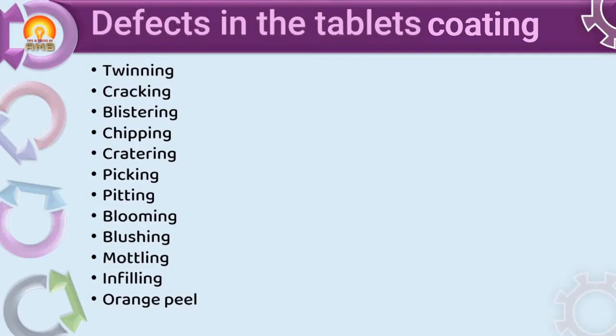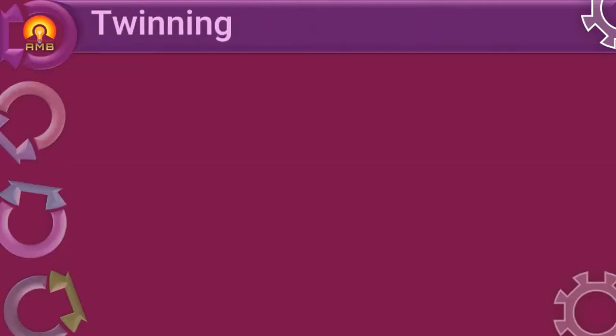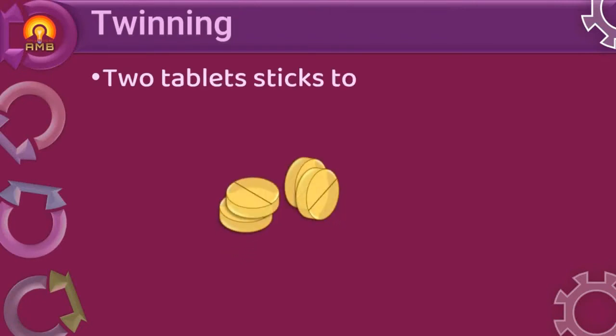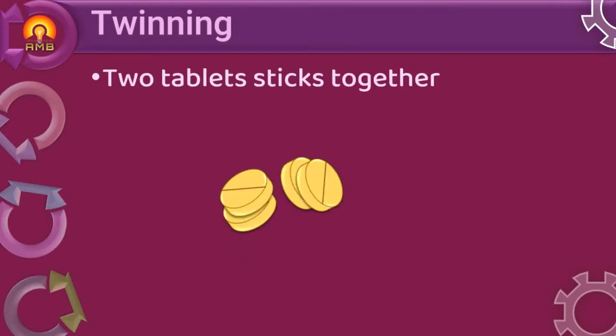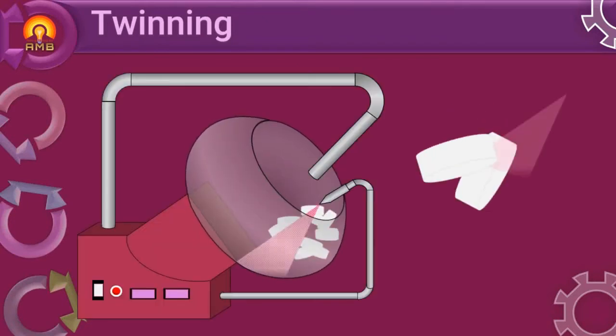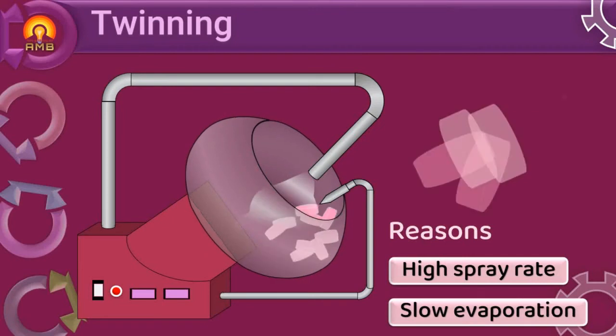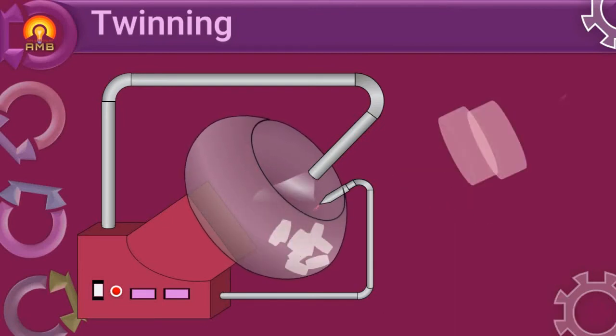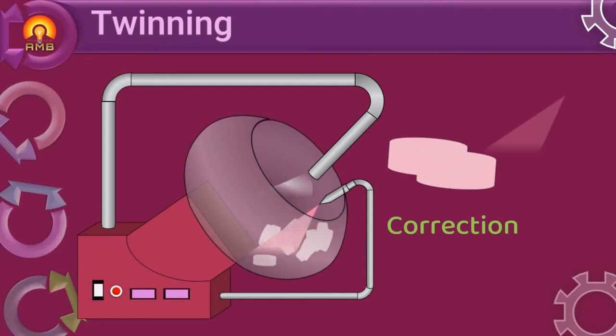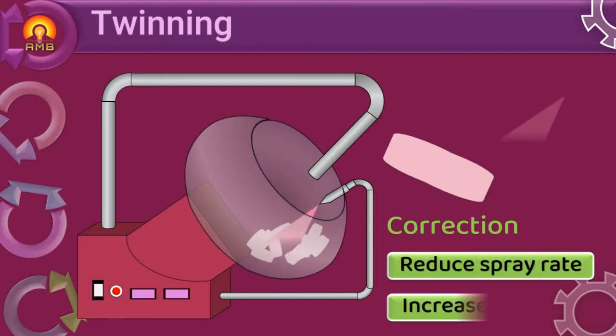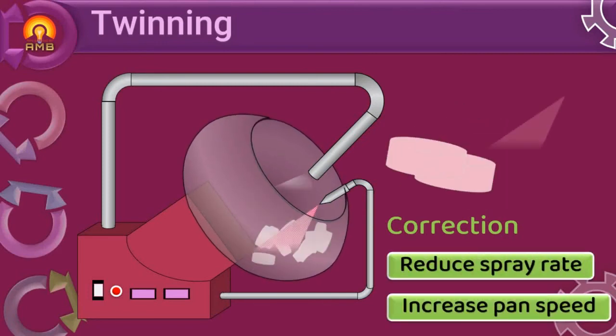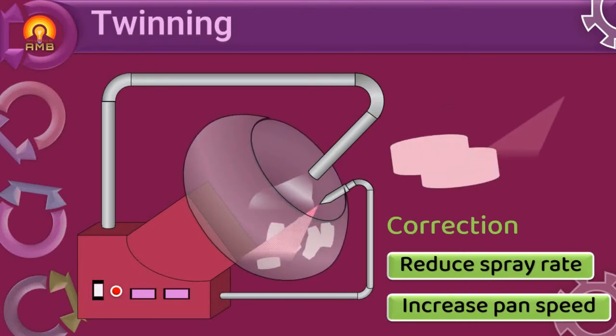Let's start with twinning. During coating, if two tablets stick together, it is called twinning. It occurs due to high spray rate or less evaporation of the solvent. Thus, it can be corrected by reducing spray rate and increasing pan speed to improve the evaporation of the solvent.